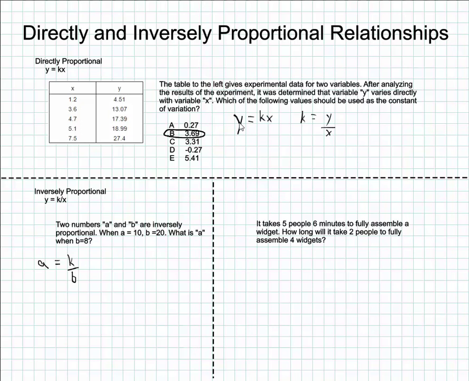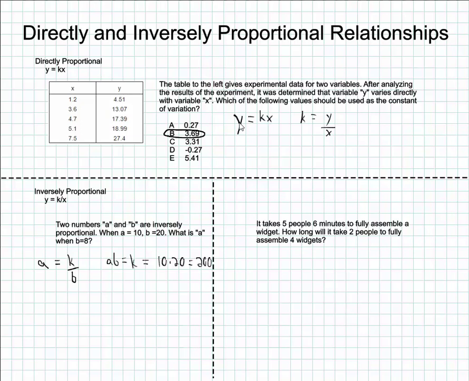We're given a value of a and a value of b. What we don't have is k. So let's solve for k. So we can rewrite this as a times b is equal to k, and then we can insert our values. So we have 10 times 20. And that's going to equal 200. So we have k is equal to 200.